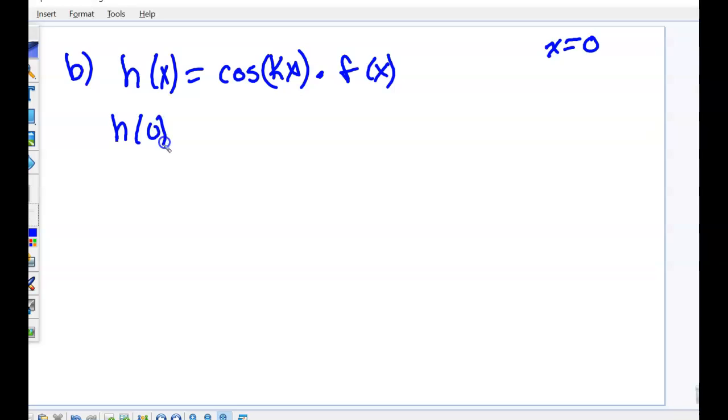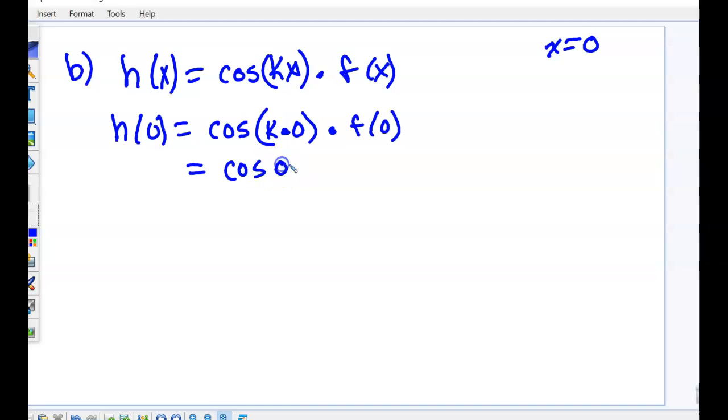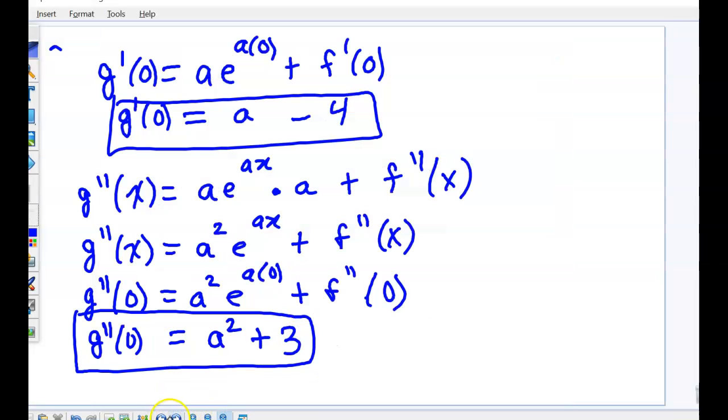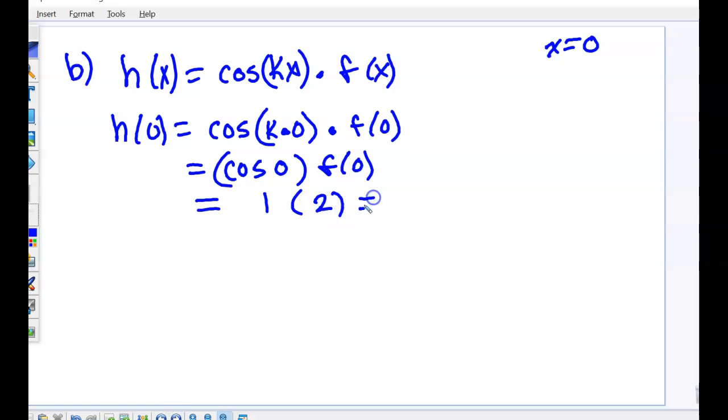So h of 0 is the cos of k times 0 times f of 0. Well, k times 0 is 0, so cos of 0 times f of 0. Cos of 0 is 1, and f of 0 was given to me as 2. So therefore, my y coordinate is 2. So I have my point.